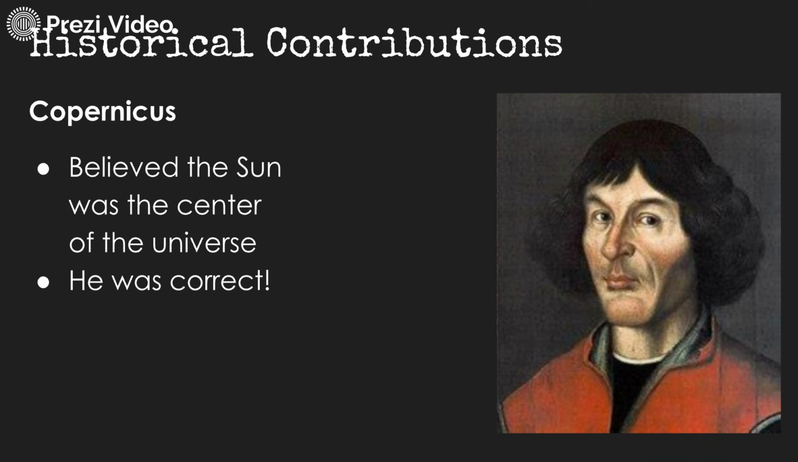But then we get a little bit later in time and we get to Copernicus. He believed that the sun was the center of the universe. He is one of the first people to have the correct theory that we know now, of the sun being the center, and not the Earth. And at this point, there were telescopes. They were limited, but they did have a better idea of how planets moved, how the Earth moved, and things like that.